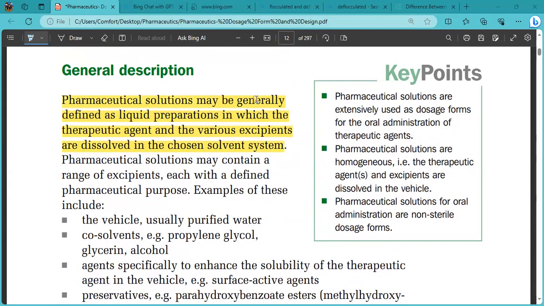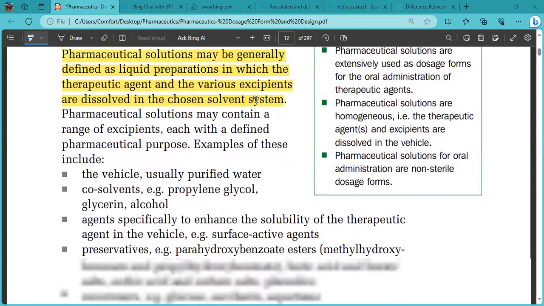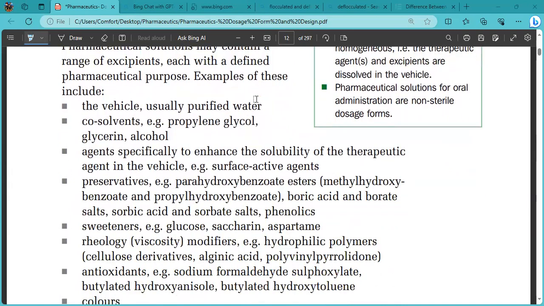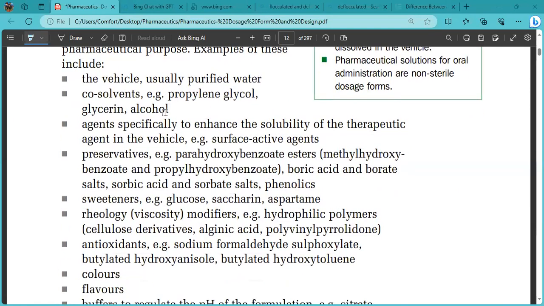Suspensions, yes. So there are so many different excipients that could be used in the preparation of these vehicles and these dosage forms. The vehicle is usually purified water, and then you can add co-solvents like propylene glycol, glycerin, or alcohol. And these co-solvents, as we mentioned before, could be for APIs that are not soluble in water, since water is the main vehicle.